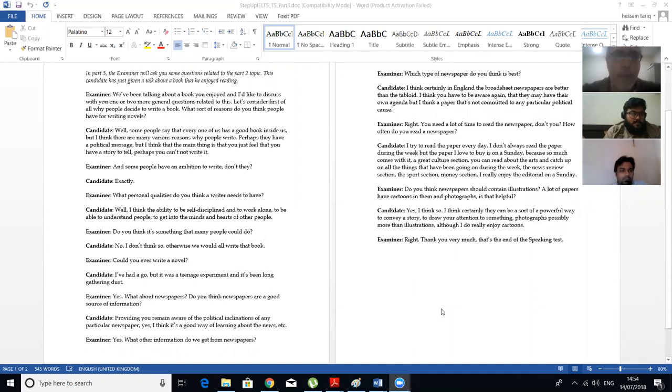Now, I can give you approximately 3, maybe 4, or maximum 5 minutes to read the questions from the examiner and the responses from the candidate. Remember, the main purpose of the speaking test is to maintain fluency. Our objective is to go through the examiner's questions, not the responses of the candidate.